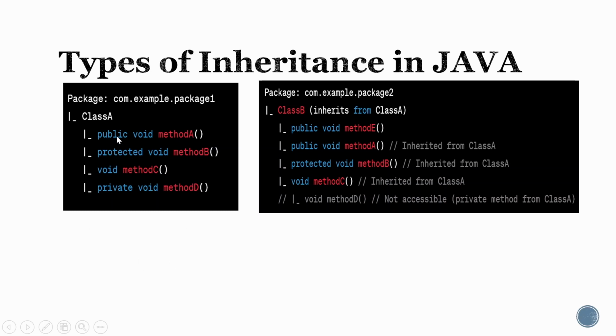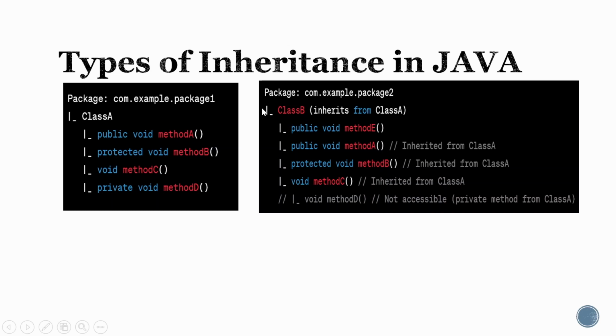So if I have a class called C, and if that class is also going to be in package one, there I will be able to access this method. I will not be able to access this method outside of this package. And you have private. If it is private, I will be able to access it only within this class. I will not even be able to access it from the other class, even if it is in this package.